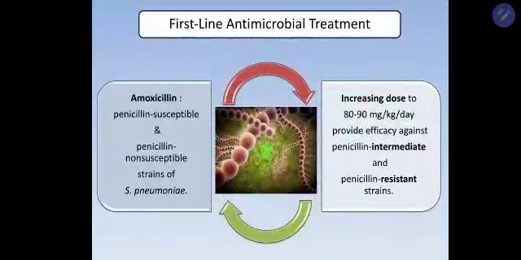Now, first line antimicrobial treatment. What are the options we have with us? Usually the first line we treat our patients with is amoxicillin, and then the dose, you people know how we can give it. Sometimes it is amoxicillin alone, sometimes clavulanate is added with it, and this increases the sensitivity range of the antibiotic.